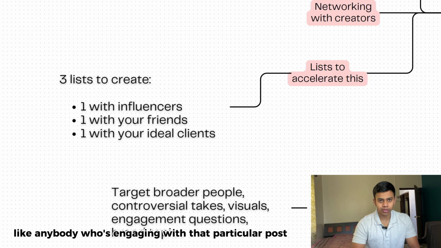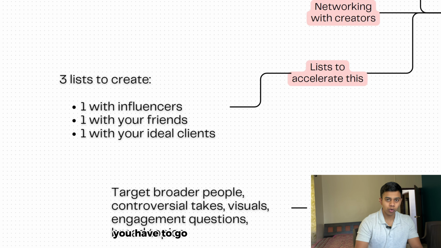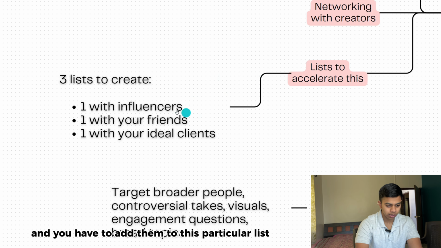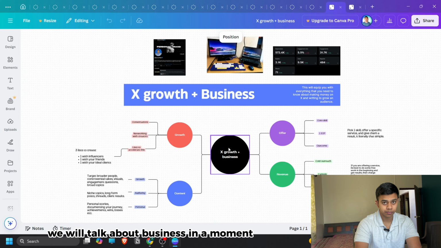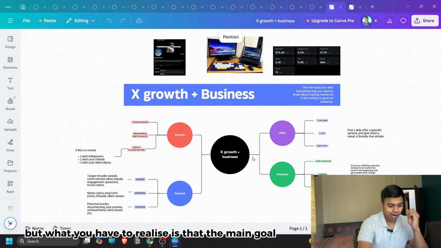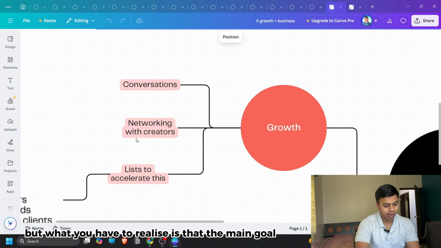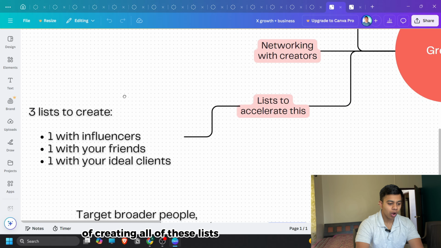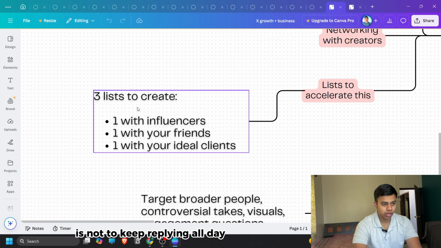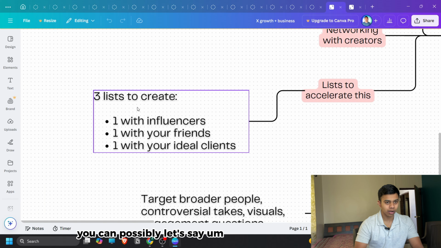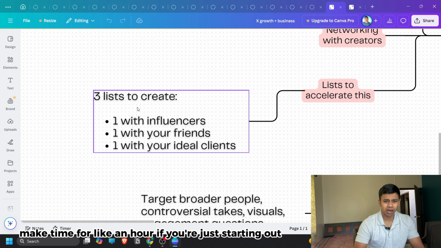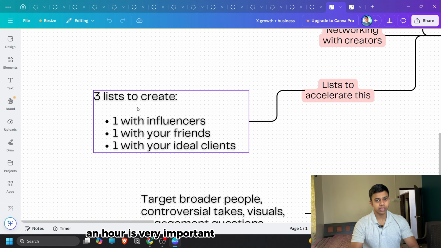Anybody who's engaging with that particular post, you have to go and add them to this particular list, like the ideal clients list. We will talk about business in a moment, but what you have to realize is that the main goal of creating all of these lists is not to keep replying all day. You can possibly make time for an hour. If you're just starting out, an hour is very important.